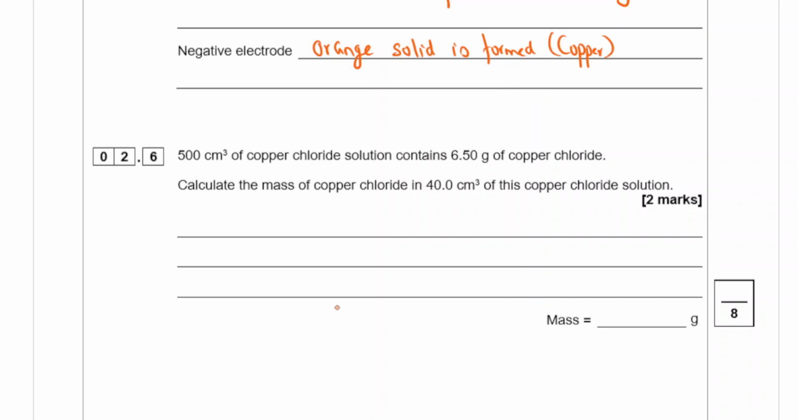500 centimeter cube of copper chloride solution contains 6.5 grams of copper chloride. Calculate the mass of copper chloride in 40 centimeter cube. So if I divide 6.5 grams by 500, I'll find out how many grams is in 1 centimeter cube. Then I can multiply that by 40 to find the mass in 40 centimeter cube. That will give me 0.52 grams.